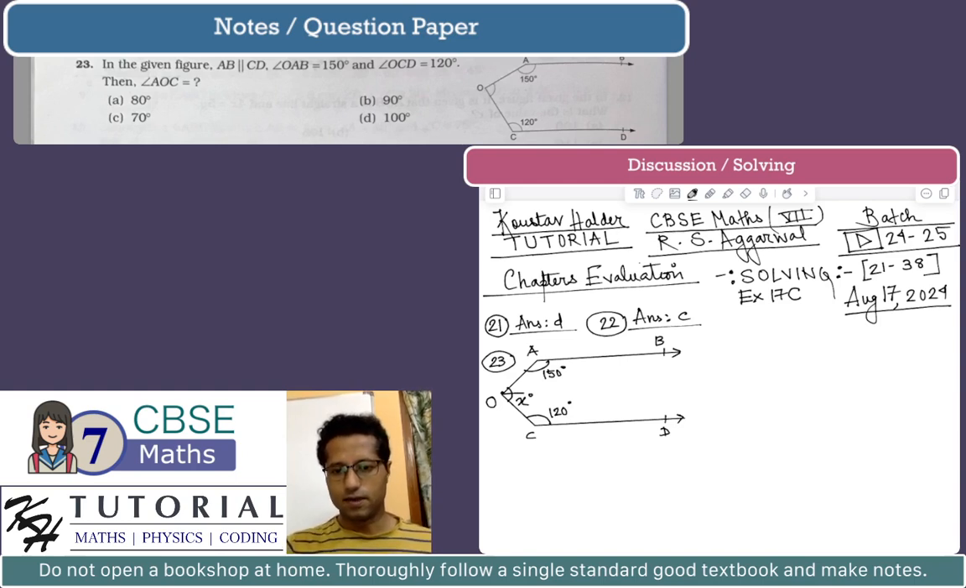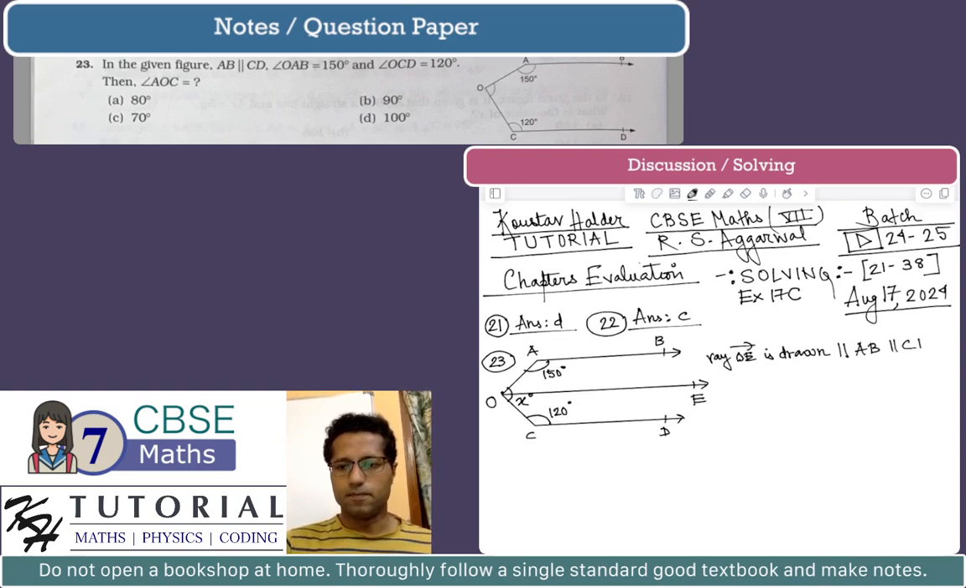So I am drawing a line from point O, which is parallel to this straight ray BOV, which is parallel to AB and CD. So ray OE is drawn parallel to AB, which is also parallel to CD.